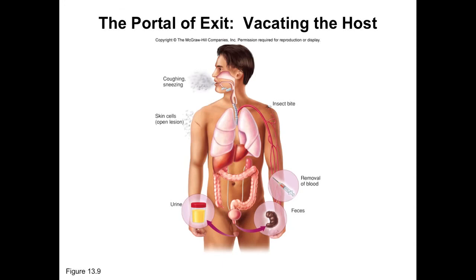So portal of exit, like I've mentioned before, this is very important in continuing the life cycle of a pathogen. Here are some of the more common portals of exit. Coughing and sneezing, that's an obvious one. Cells or skin cells or open lesions, not as common, but it is present. Urine, especially in sexually transmitted diseases. Feces in the fecal-oral route. Removal of blood and a lot of bloodborne pathogens, and insect bites. Insect bites are also very important, especially for tropical diseases like malaria.